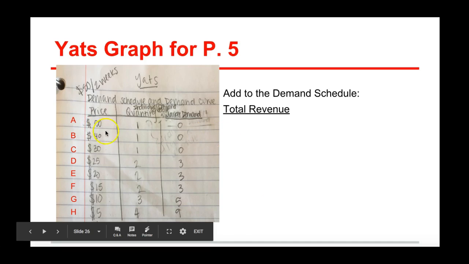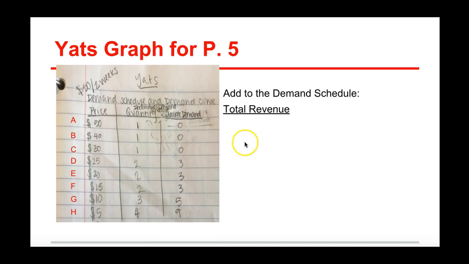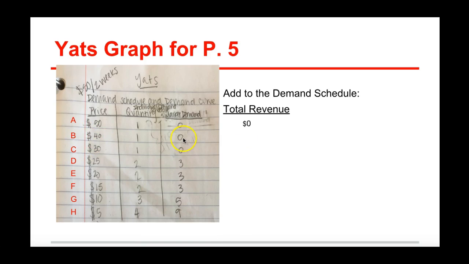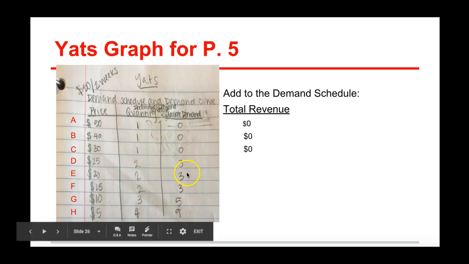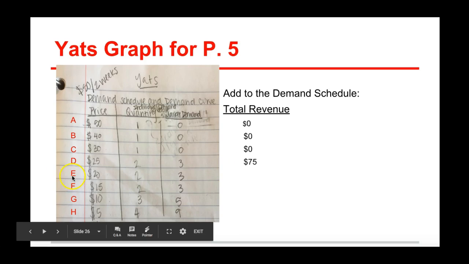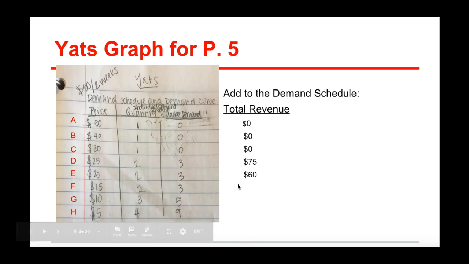So at point A, we're going to take 50 times 0, which is 0. At point B, we're taking 40 times 0, which is 0. At point C, we're taking 30 times 0, which is 0. At point D, we're taking 25 times 3. So 25 times 3 is 75. At point E, we're taking 20 times 3 to get 60. Okay, see if you can figure out the last 3 on your own. Shouldn't be hard.